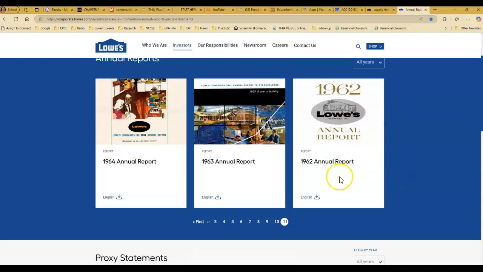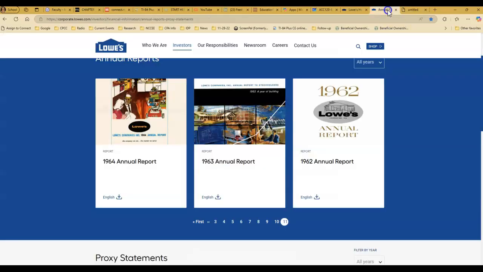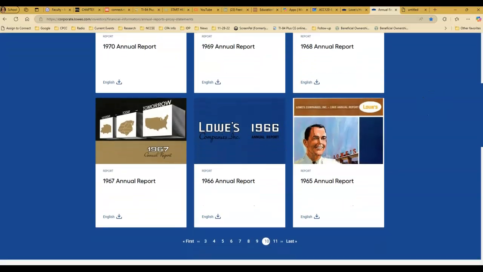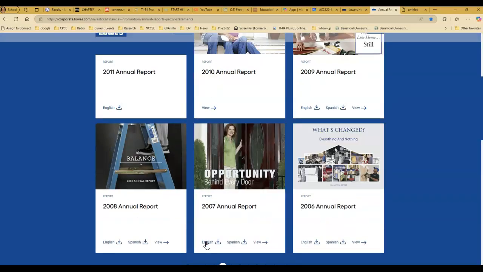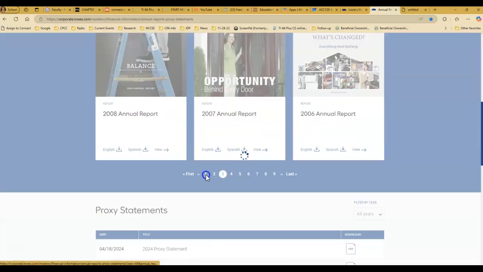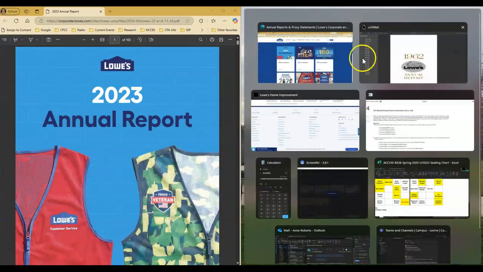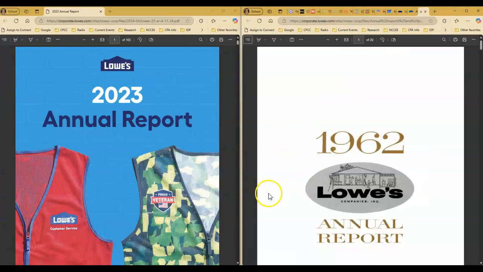And the first set of financial statements that Lowe's came out with was in 1962. Okay, so I'm going to download that one, and we're going to compare that to the most current. All right, now notice that 2023 is the last one that we've got. So I'm going to sort of separate these. I'm going to pull that one down, throw that to one side, and put the 1962 report on the other.